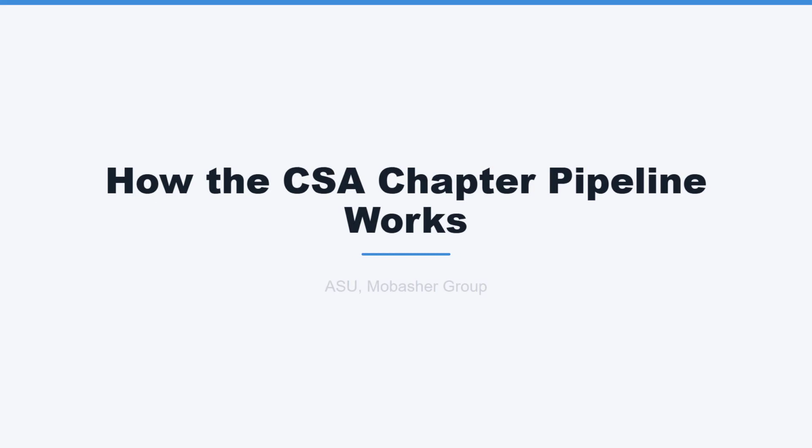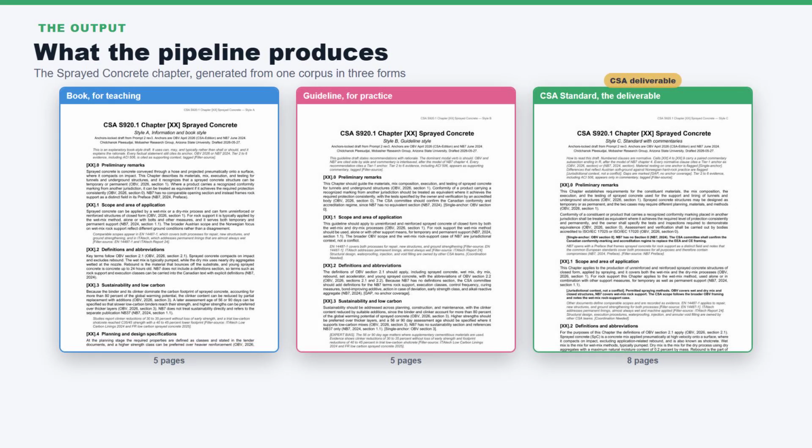How does a CSA chapter get written with AI? Here is the pipeline our team built, and how an expert and the ASU team share the work, start to finish. Here is what the pipeline produces.